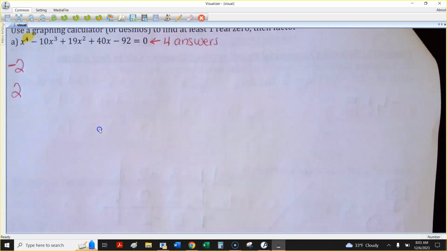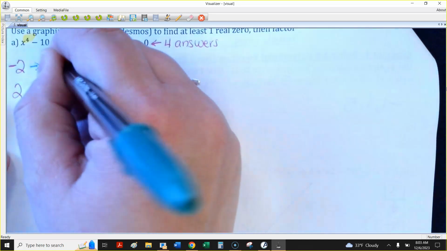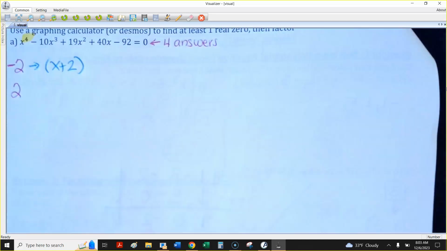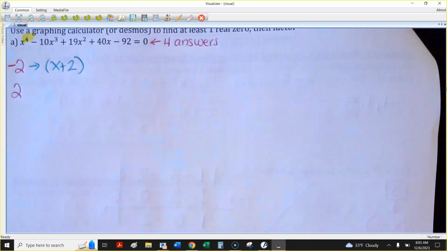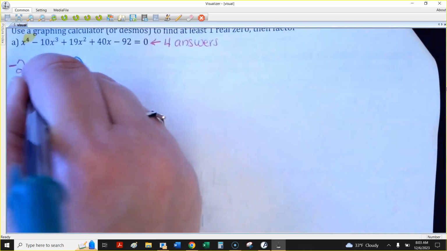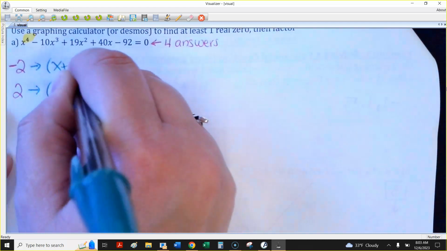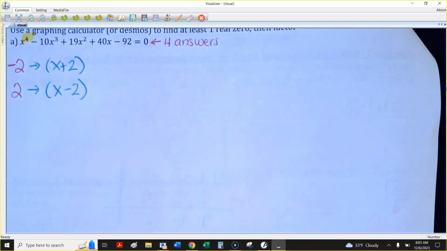Now here's how you do this. I actually know 2 different factors that will divide into this polynomial from looking at that graph. So if -2 is one of my answers, then x plus 2 is a factor that's going to divide into that polynomial. And if 2 was one of my zeros, then I also know x minus 2 is going to divide into that polynomial.